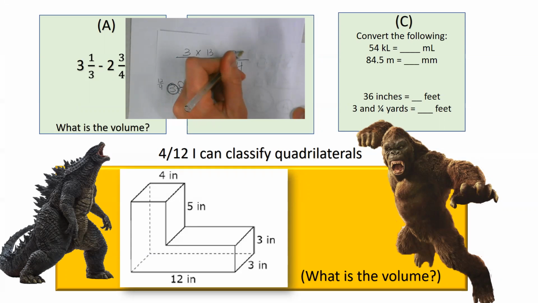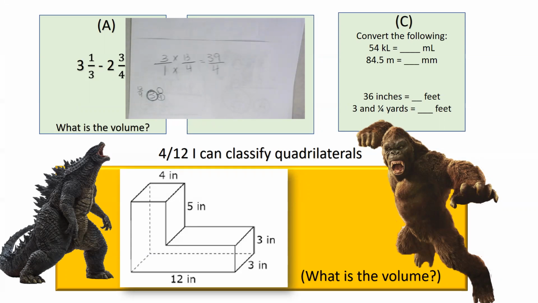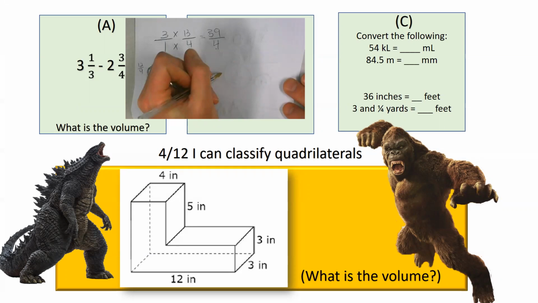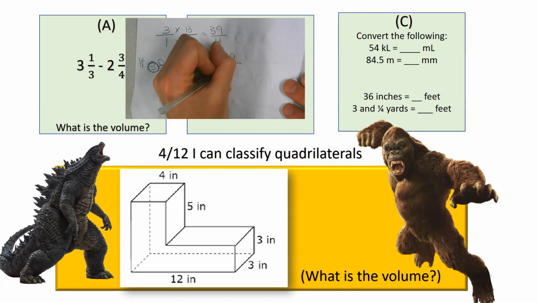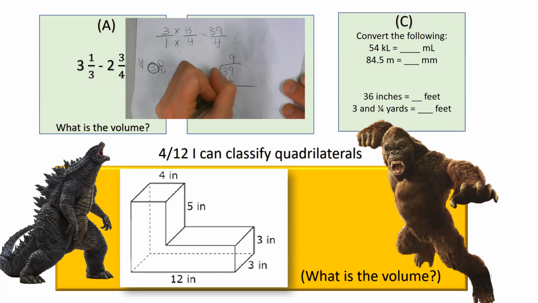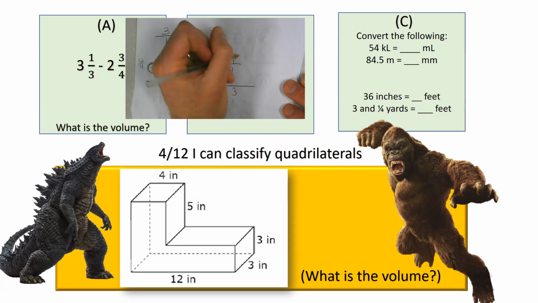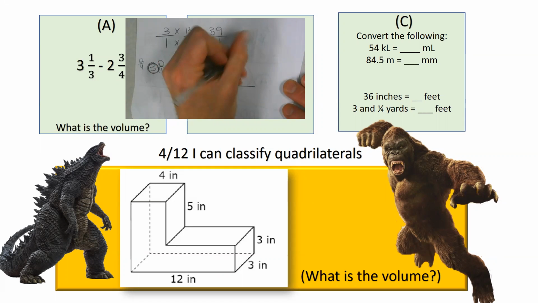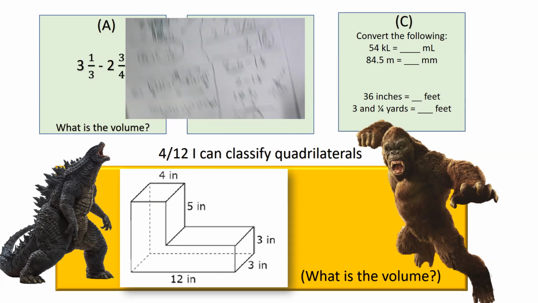13 times 3 is 39. And now one last thing. How many 4s are in 39? Well, 9 times 4 is 36. So I'm going to go 9. What's left over? 3. So 9 3/4. It's a whole lot of work right there, isn't it?